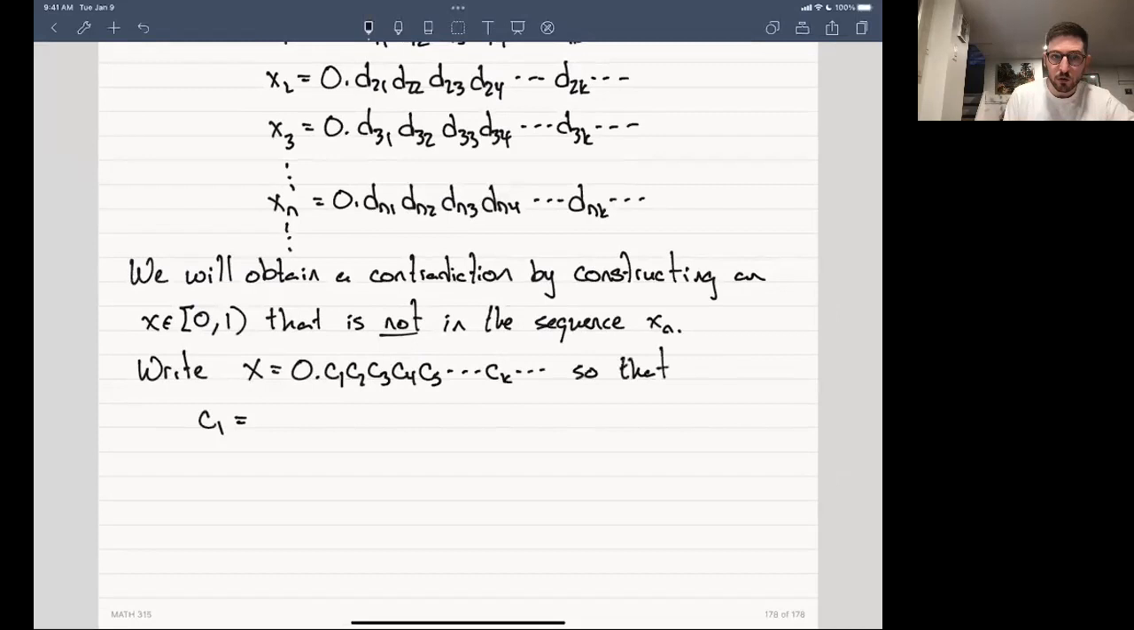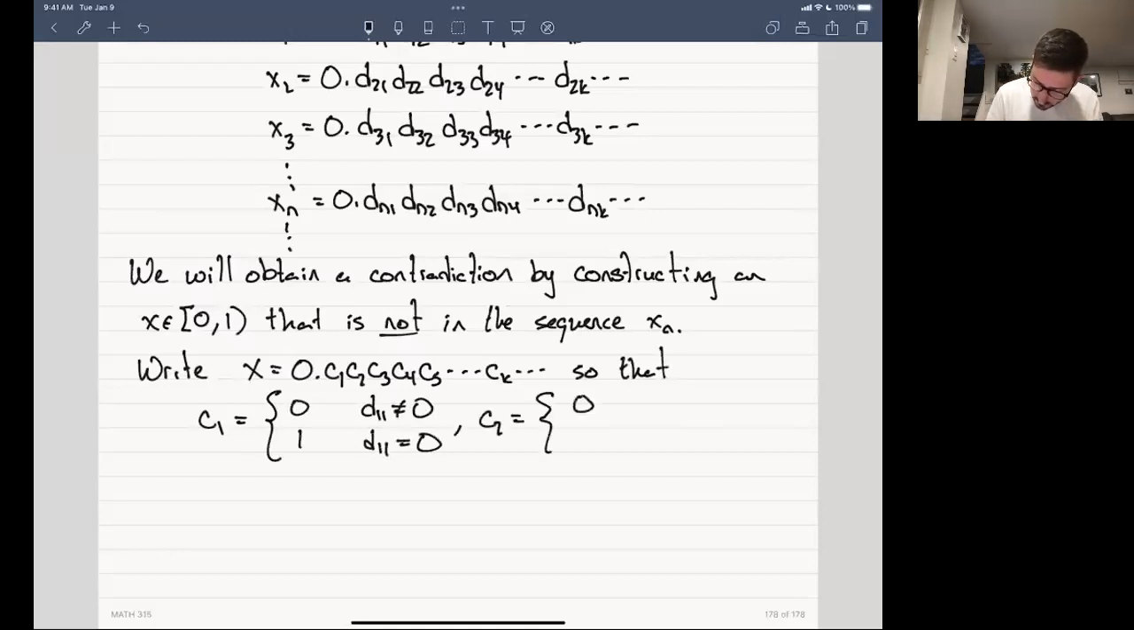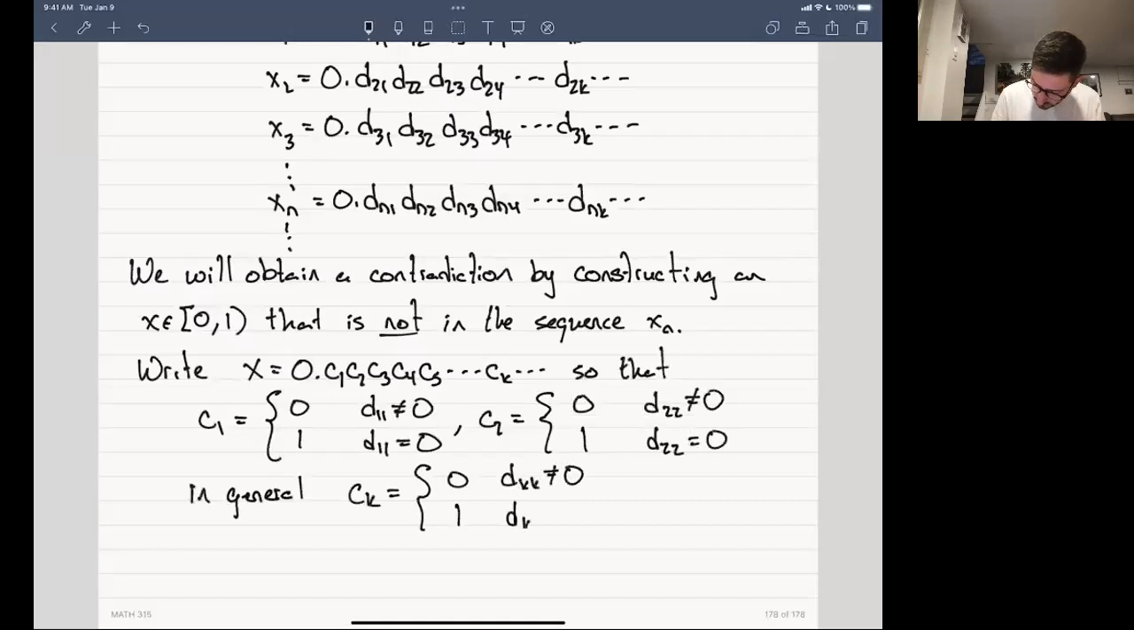C1 is going to give us some cases here. If D11 does not equal 0, we will let this thing be 0. And if D11 is equal to 0, this thing will be 1. Just bear with me for a second, I'll explain where all of this comes from. This is going to be 0 if D22 is not equal to 0, and 1 if D22 is equal to 0. And in general, C sub k is going to be 0 if DKK does not equal 0, and 1 if DKK is equal to 0.